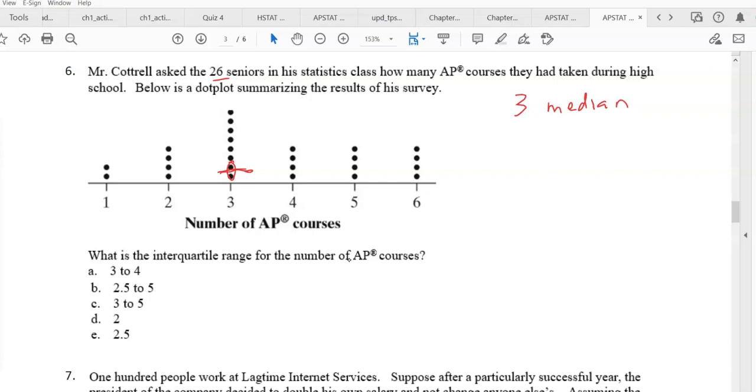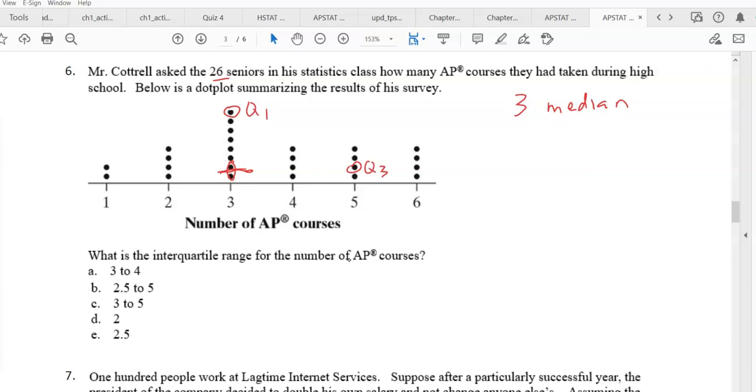So 13 below, half of 13 is 6.5. So the seventh term is the Q1. So 1, 2, 3, 4, 5, 6, 7. So this is the seventh term, so that's my Q1. Going from the other side, 1, 2, 3, 4, 5, 6, 7. That's my Q3.